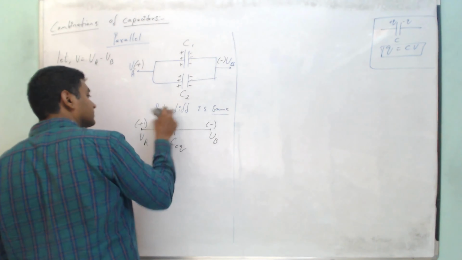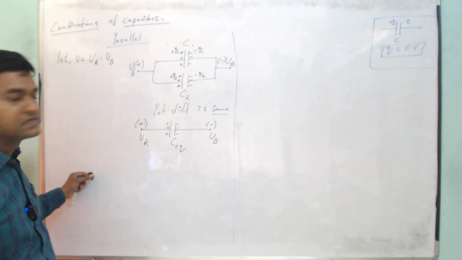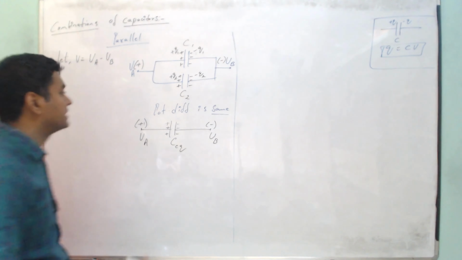So here also I'll have positive charges and here also I'll have negative charges. Clear? So we are saying that the potential difference is the same. Let the charges accumulated over here be Q1 and Q2. Okay, so this is plus Q1, this is minus Q1, this is plus Q2, and this is minus Q2. And let this be plus Q and minus Q.